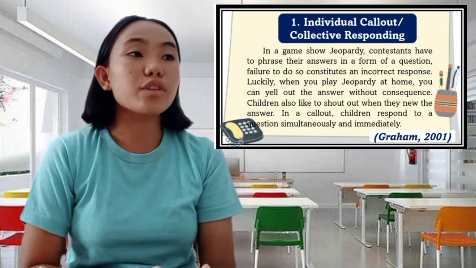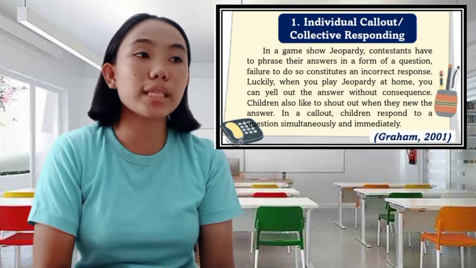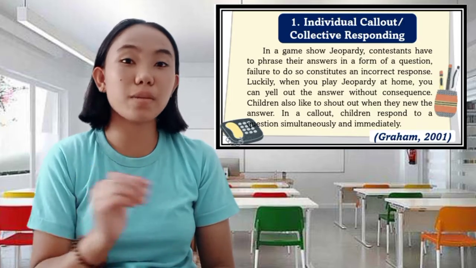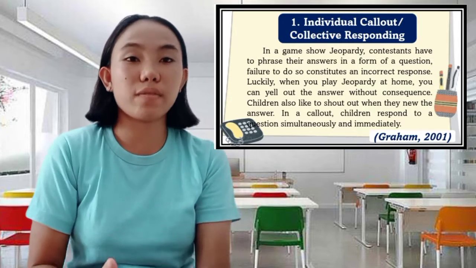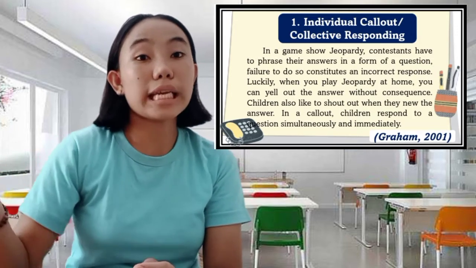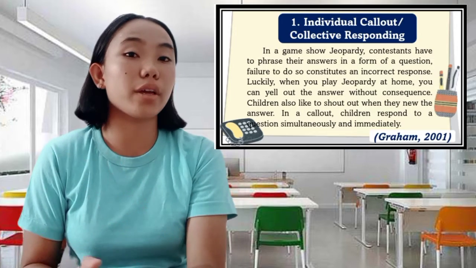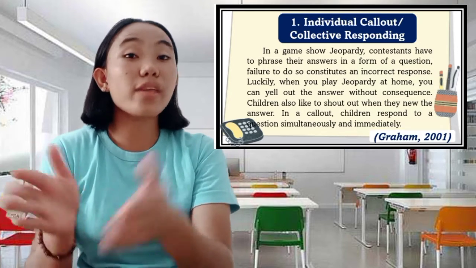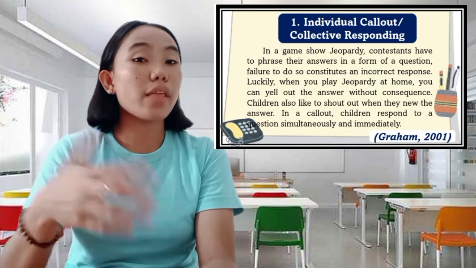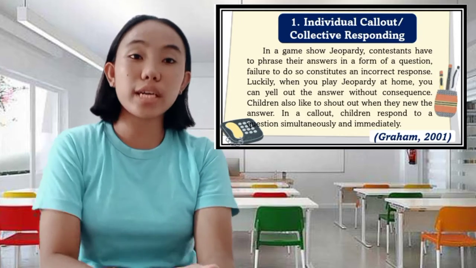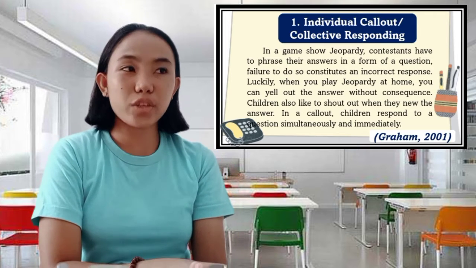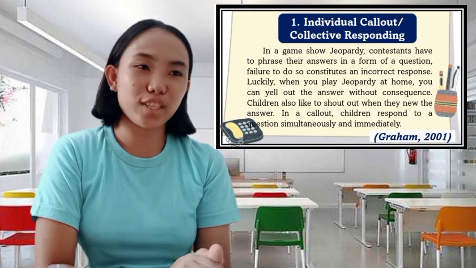In a call out, children respond to a question continuously and immediately. That is according to Graham 2001. That is the benefit of individual call out or collective responding, because here we are able to call some of our students individually and ask their opinion about a certain question. That helps them to share their ideas, shout out their ideas to the given question. They will answer immediately and simultaneously. So that is again the individual call out or the collective responding.